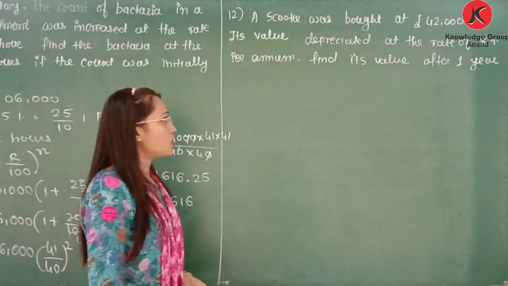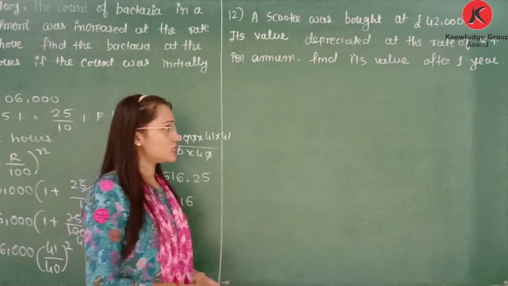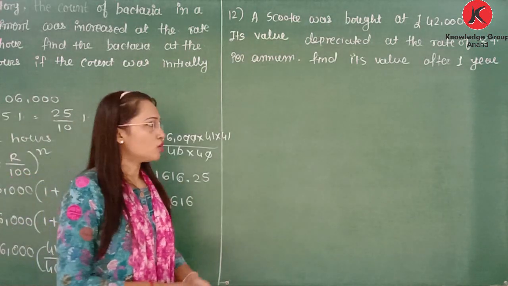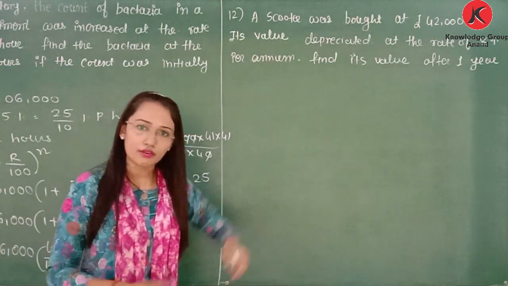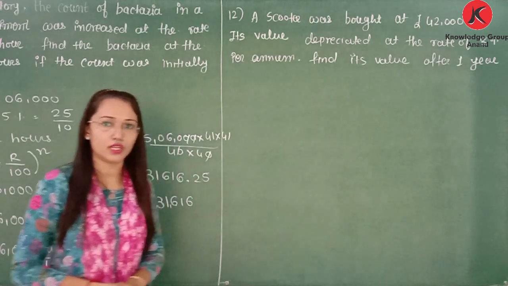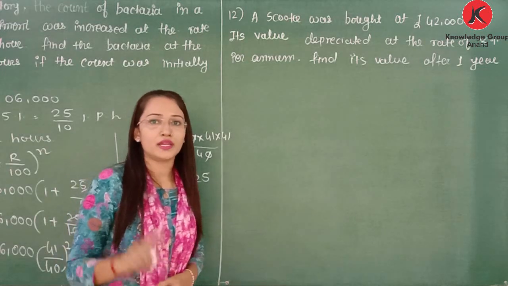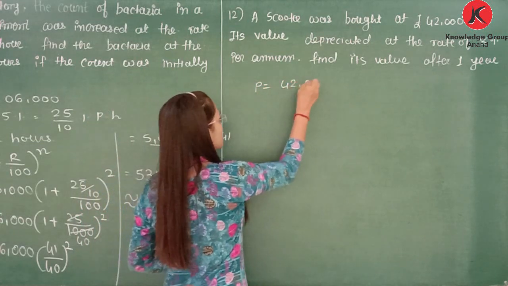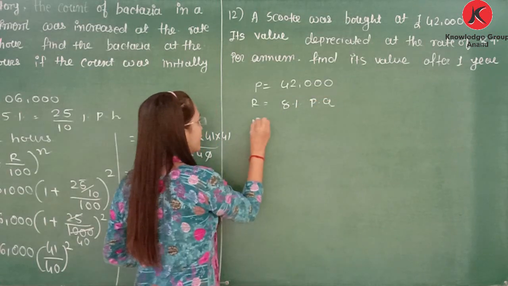Now next one. A scooter was bought at ₹42,000. Its value depreciated at the rate of 8% per annum. Find its value after 1 year. So here we need to find the value after 1 year. Depreciated means decrease in price, and we already saw this kind of example given in the textbook. So decrease means your equation will be changed, 1 minus R divided 100. Okay. So here our principal value is 42,000. Rate of interest is 8% per annum and N is 1 year.